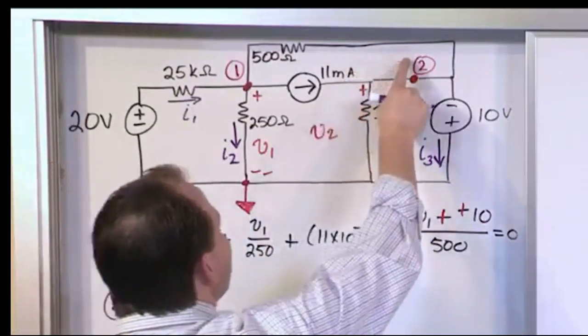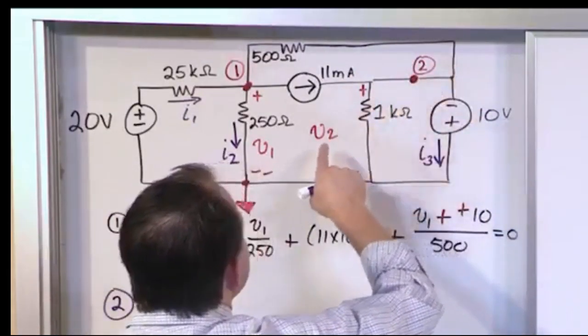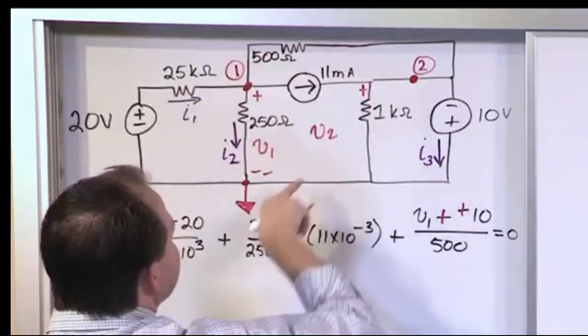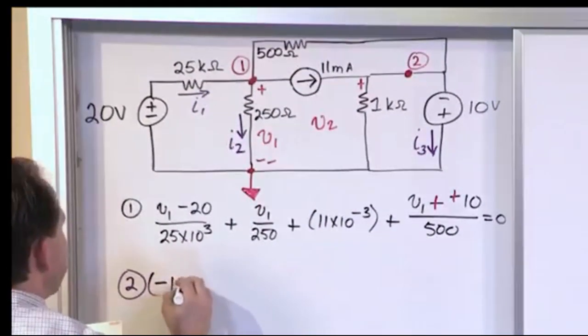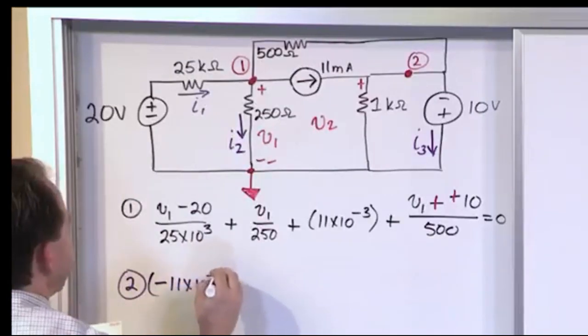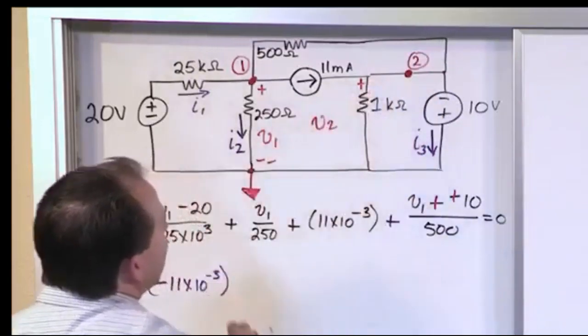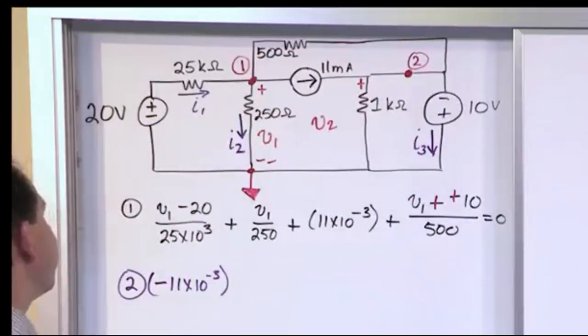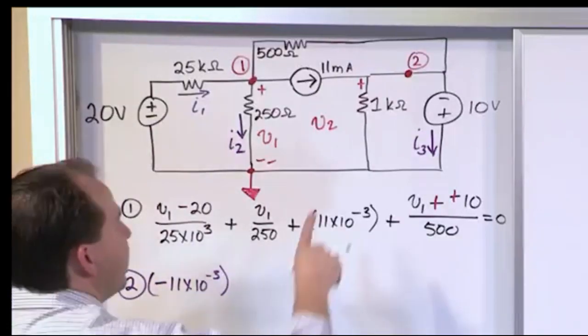So if you consider this entire thing a super node, so to speak, a giant node, then this 11 milliamps is going into the node. So it's going to be a negative 11 milliamps, 11 times 10 to the minus 3. Yes, it's way over here, but it's going into the common connection point that we're calling this big supernode over here. All right. Next, we want to find out what is the current through this leg.